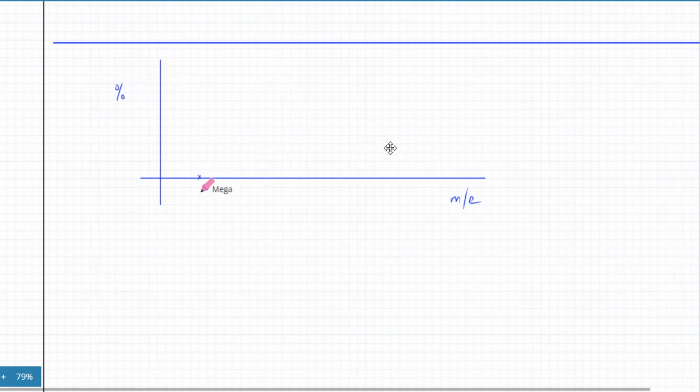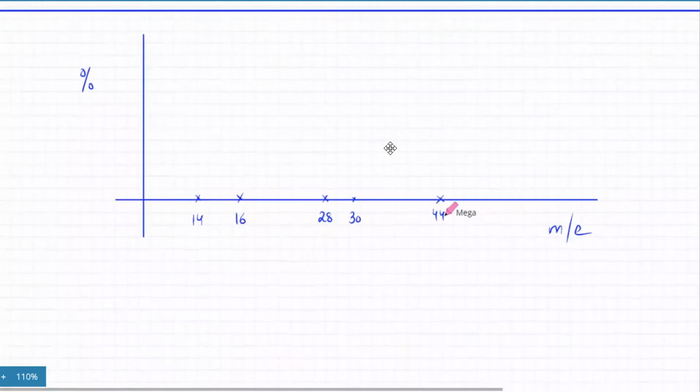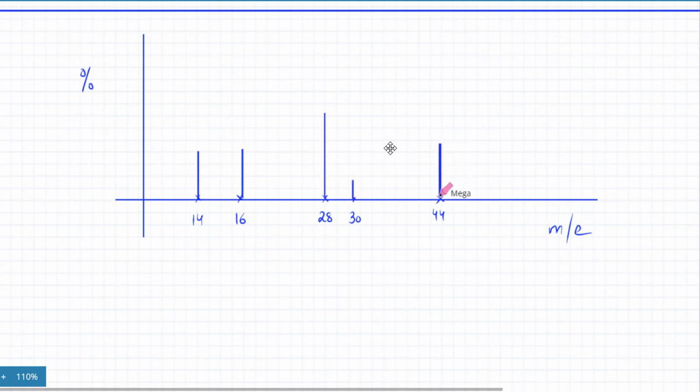So you're getting a detection at 14. You're getting a detection at 16. Then you're getting a detection at 28. You're getting a detection at 30 as well. And then there's the molecular peak, which is 44. So you're getting a molecular peak at 44. And there's a bunch of other particles that you have detected, and that's the percentage of particles that you've detected.